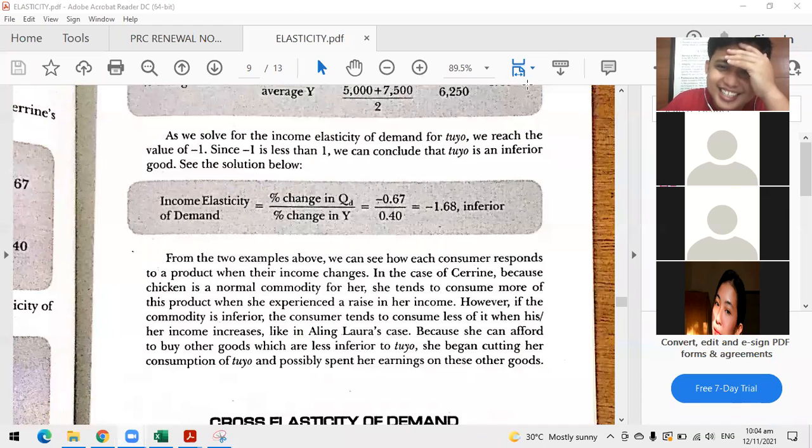Hindi ko na inaasahan yung sagot na to. 10 times 10 din daw yung kamote. Ibig sabihin, nung kay Mildred yung kamote, luxury item niya. Gusto ko talagang ma-imagine kung nag-times 1,000 yung baon mo, Mildred. Times 1,000 din na kamote.